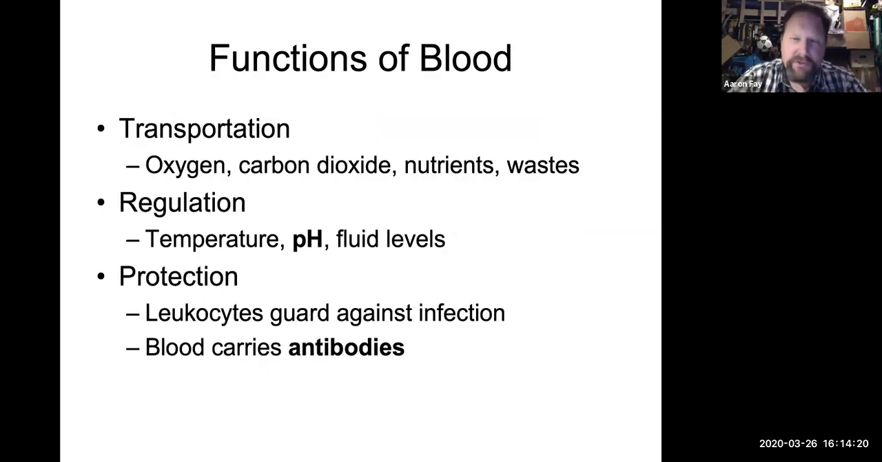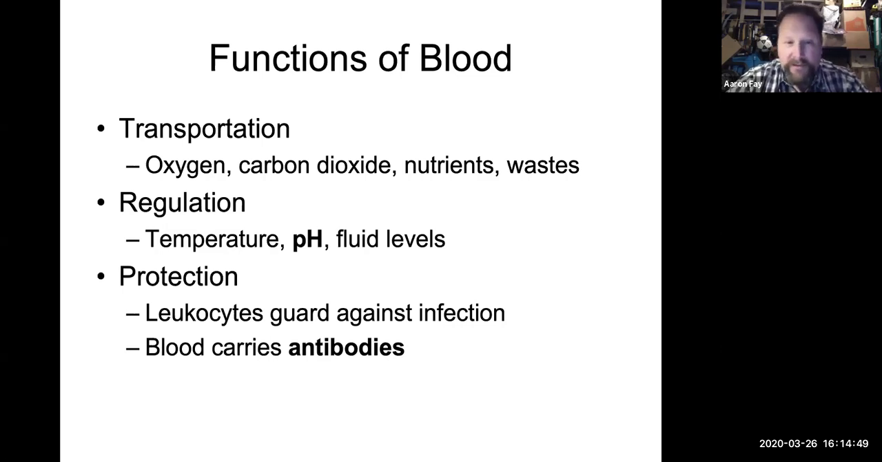Functions of blood, super important for transportation of oxygen. So we need to get oxygen from the outside into our blood so our blood can carry it to our cells, so our cells can carry out aerobic cellular respiration. Our cells need oxygen in order to generate energy, and that comes ultimately from the outside.